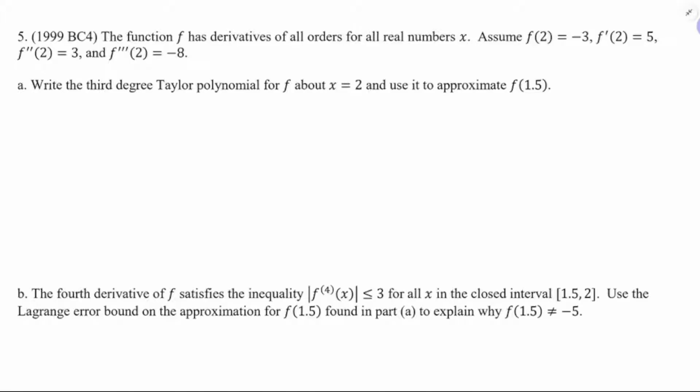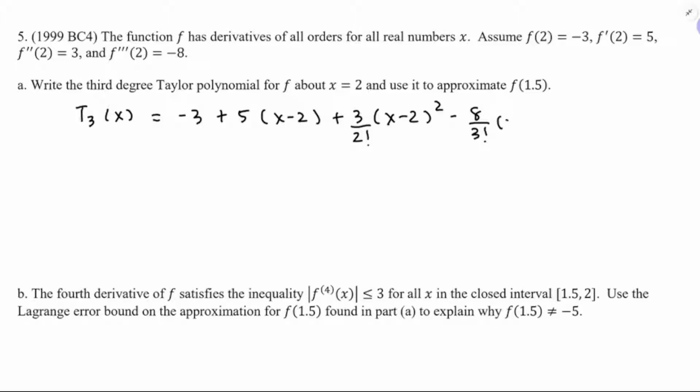Okay, so third degree Taylor polynomial. Just gonna call it T3. This is going to be equal to f of 2 plus f prime of 2 times x minus 2 plus f double prime of 2 times x minus 2 squared divided by 2 factorial. I almost forgot. I was not just saving it for the end. Plus f triple prime divided by 3 factorial x minus 2 to the third.